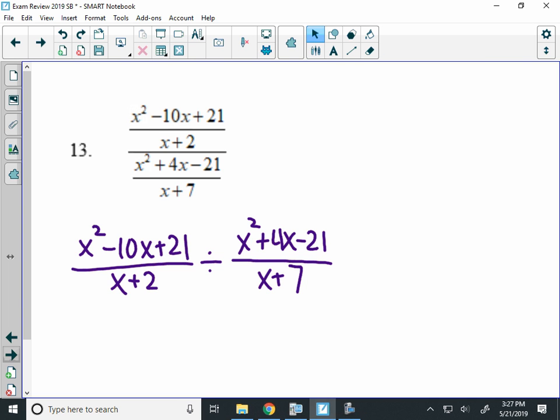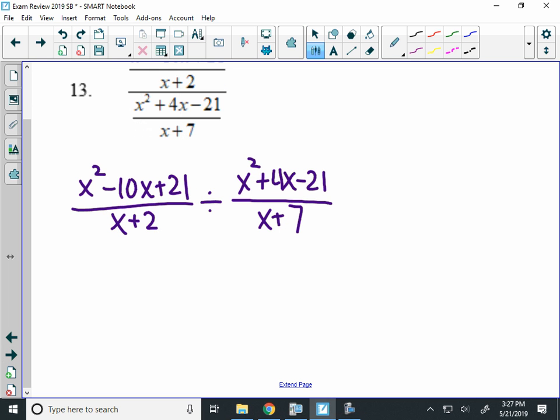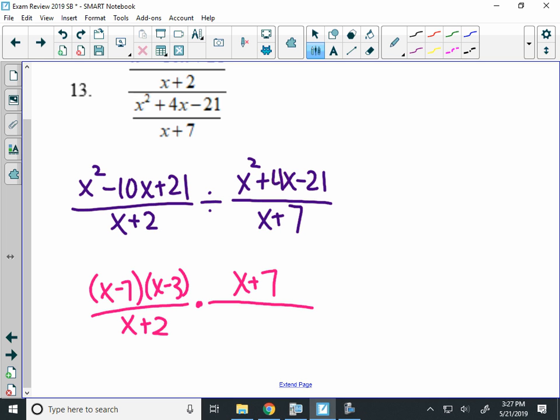All right, we need to do our keep, change, flip. Keep the first fraction. I'm going to factor as I go. This will be x minus 7, x minus 3, over x plus 2. Now I'm going to change the sign and factor. The denominator here becomes the numerator, x plus 7. And the factored form of the numerator will be x plus 7, x minus 3.